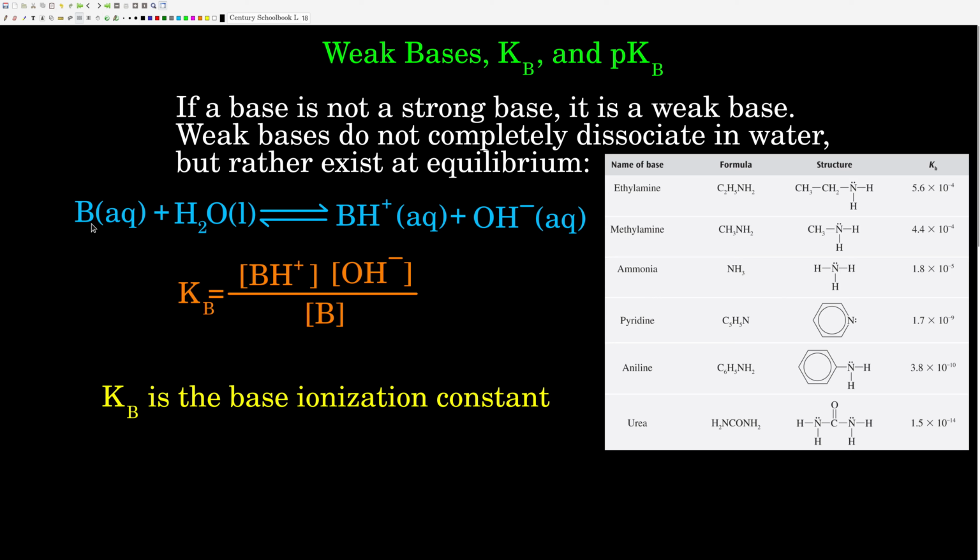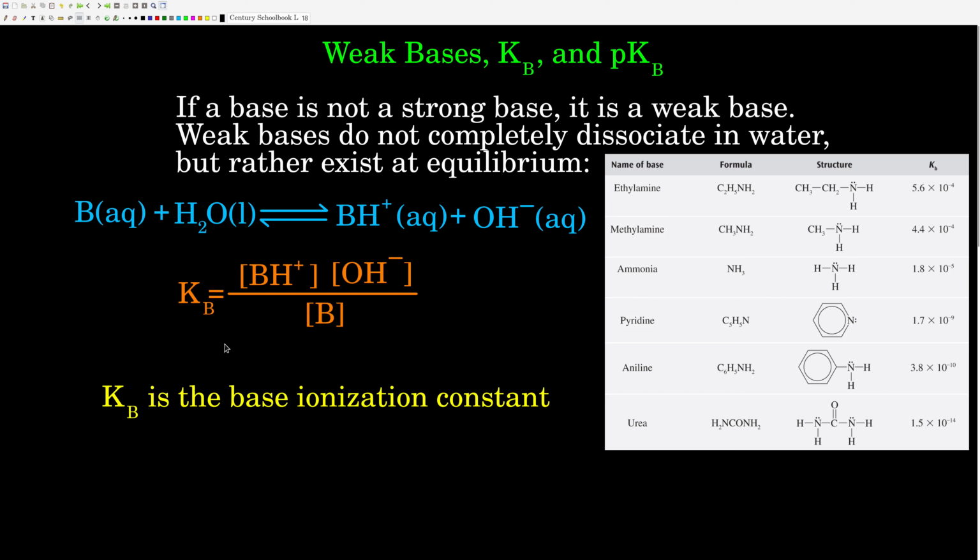Now, this is a generic base. If this already has a charge on it, it just has one more positive charge. If this has a negative charge to start with, it'll have a 0 charge over here and so on. But Kb looks a lot like Ka, except that it's the conjugate acid times hydroxide over the initial concentration of the base. And this is called the base ionization constant.